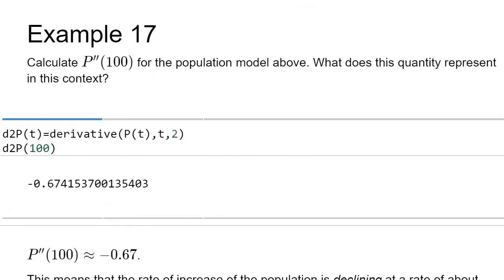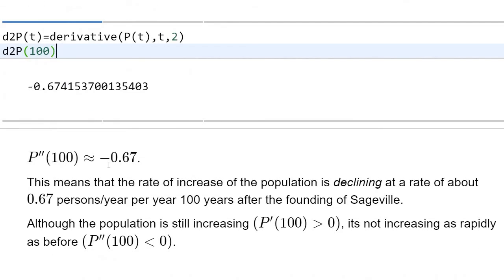All right, P double prime of 100. What does that mean? Remember, P double prime means second derivative. Here's one way to calculate it. Remember, comma 2 does the second derivative. I gave it the name d2P for our second derivative of P. I plugged in the 100, and this is what came out. So P double prime is negative 0.67.